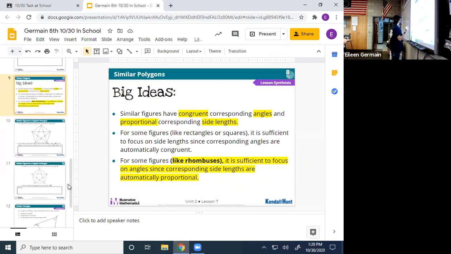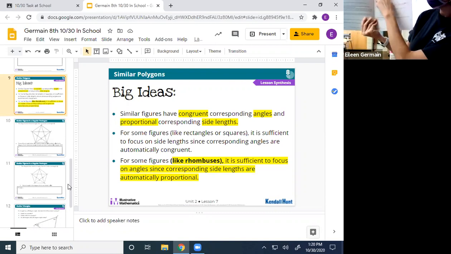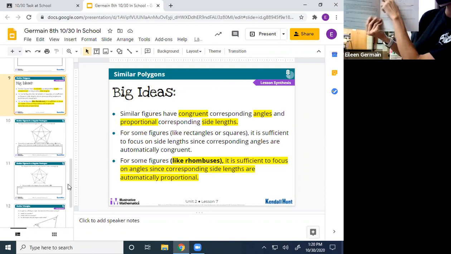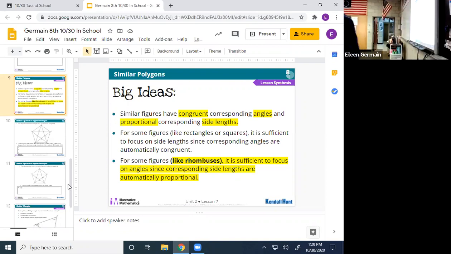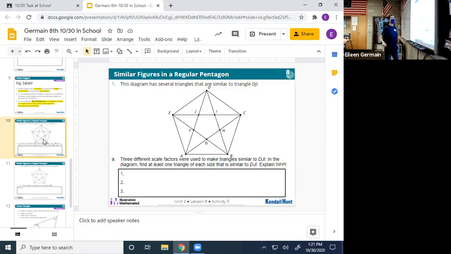So in our textbook now, I want you to, in your textbook, if you have it, we're going to flip forward 5 pages. So flip forward 5 pages to the page that looks like this. It says Activity 3, similar figures in a regular pentagon. Okay, so it looks like this. And we're going to be looking at it on the slides in a moment. Lesson number 8, activity number 3, similar figures in a regular pentagon. Okay?